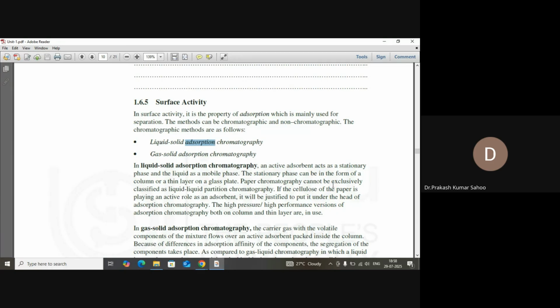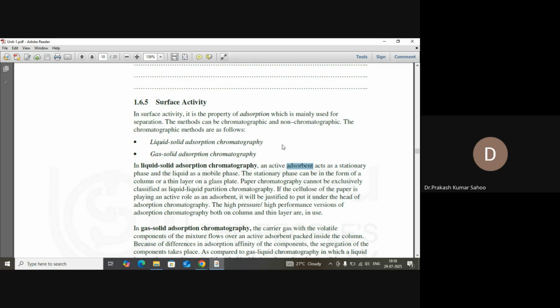Then surface activity is all about adsorption. Two things are there, one is known as adsorbent and one is known as adsorbate. The adsorbent is a stationary phase, and the adsorbate is the liquid mobile phase. So the adsorbent is the surface, like the stationary phase, on which the particles get adsorbed, which are known as the adsorbate.